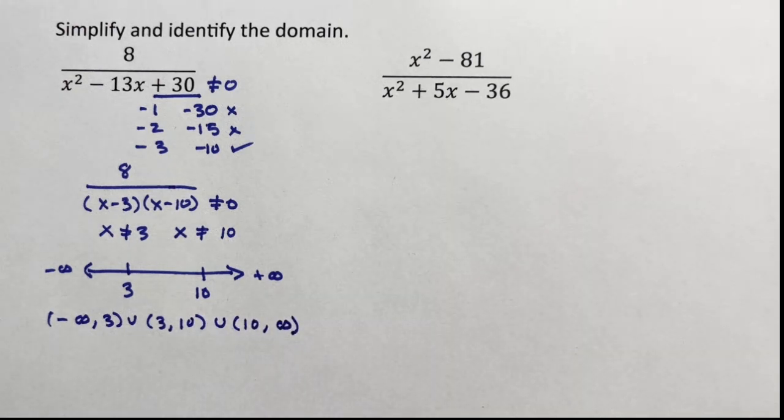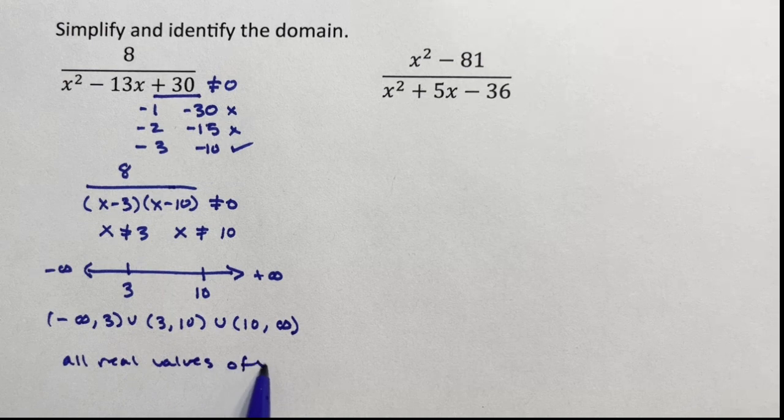You could write this verbally. You could say all real values of x except 3 and 10. It's a lot of words to have to write down. This is much simpler, much faster.